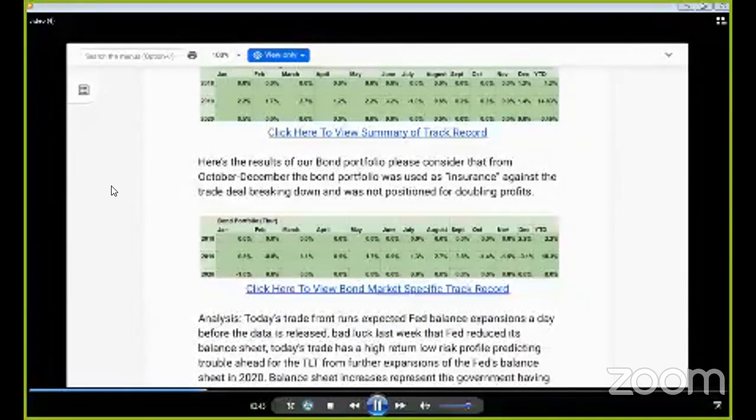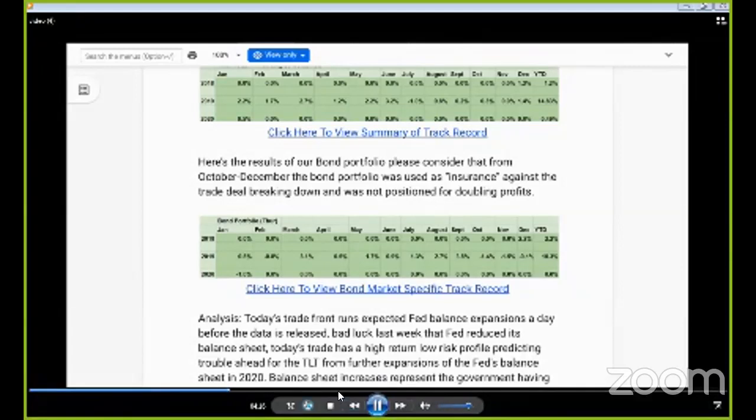Now, keep in mind, from October through December, we were using the TLT as cheap insurance in case the trade deal went down, as we racked up profits in the equities market. Now, going into 2020, we are playing the bond market to the downside and the stock market to the upside. And again, my target is for the TLT to crash to 120 before we see trouble in equity markets. And at that point, we'll be ready to do the exact opposite, bet up on bonds and down on stocks.